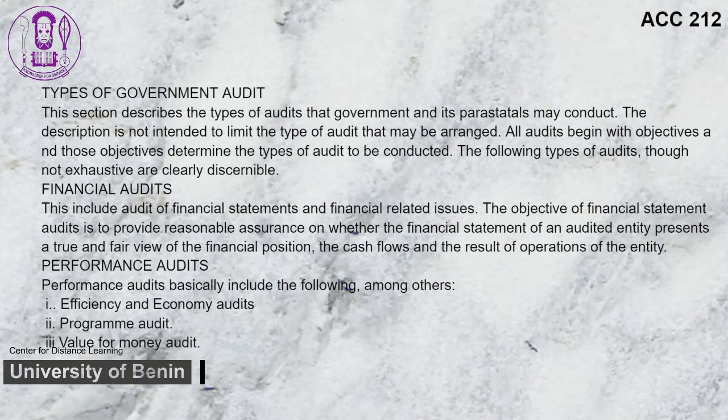All audits begin with objectives and those objectives determine the types of audits to be conducted. The following types of audits, though not exhaustive, are clearly discernible. Financial audits. This includes an audit of financial statements and financial-related issues. The objective of financial statement audits is to provide reasonable assurance on whether the financial statement of an audited entity presents a true and fair view of the financial position, the cash flows, and the result of operations of the entity.